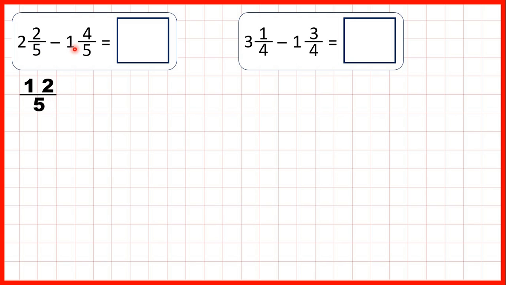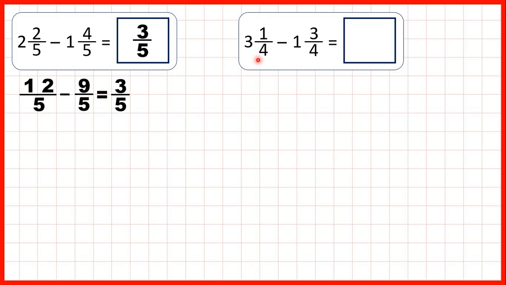And we can change 1 and 4/5 into an improper fraction as well. Remember, we multiply the whole number by the denominator, and 1 times 5 is 5, and then we add the numerator. 5 plus 4 is 9, so we're subtracting 9/5. So remember, when we subtract fractions, we keep the denominator the same in our answer, and now 12 minus 9 is 3, so our answer is 3/5.